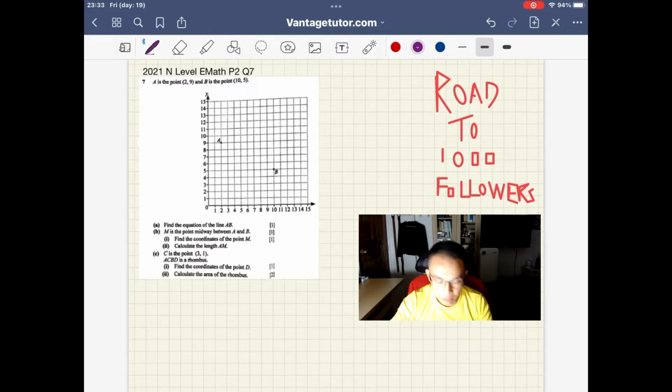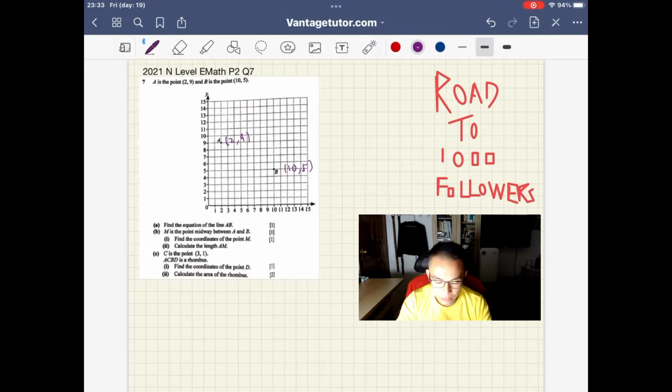Let's get started. This question is on coordinate geometry, 2021 N-level E-Math, paper 2, question 7. A typical coordinate geometry question usually has the axes drawn for you, and you can label the points given. A is (2, 9), so the x coordinate is 2 and the y coordinate is 9, and B is (10, 5). That's always a good approach for your N levels: label down all your points so it's easier to see.